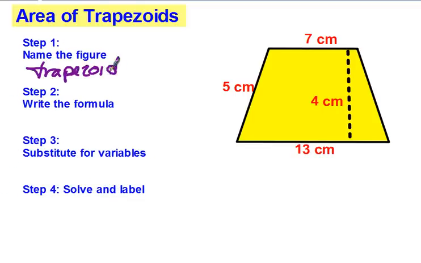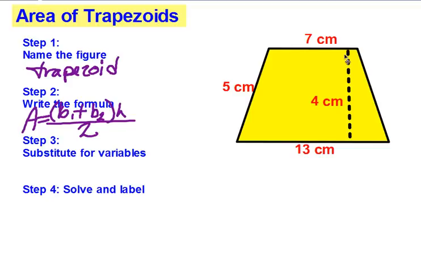The formula for a trapezoid is A equals base 1 plus base 2, multiplied by your height, divided by 2. Now let's label our figure. Can you see that we have a base here? Most people would say that's the base.